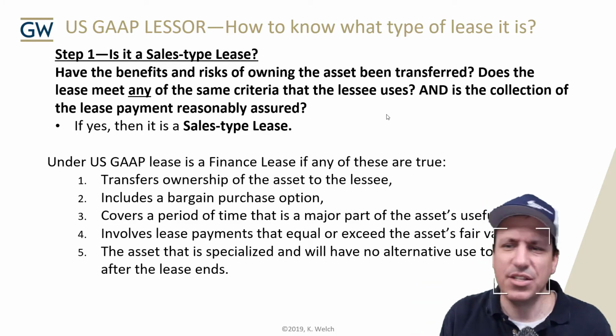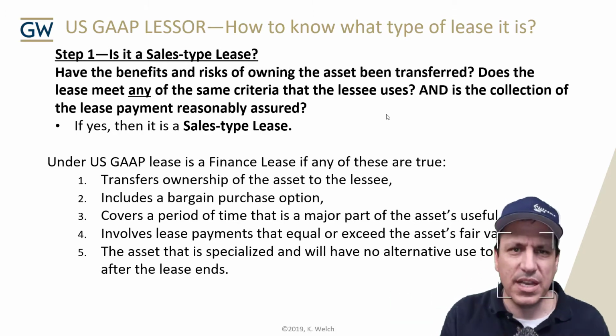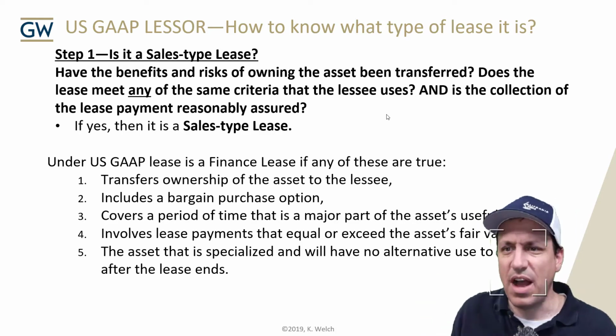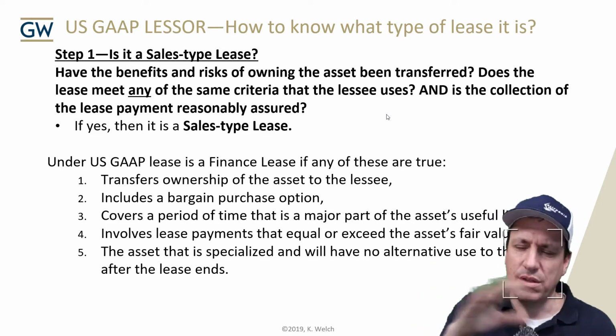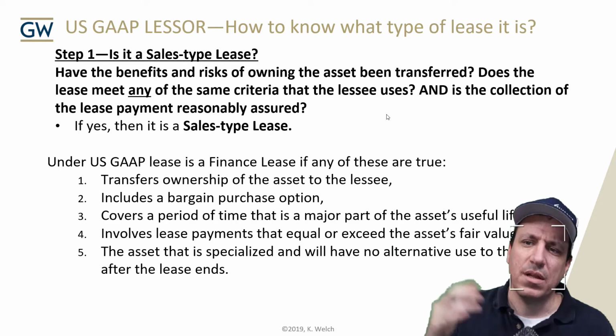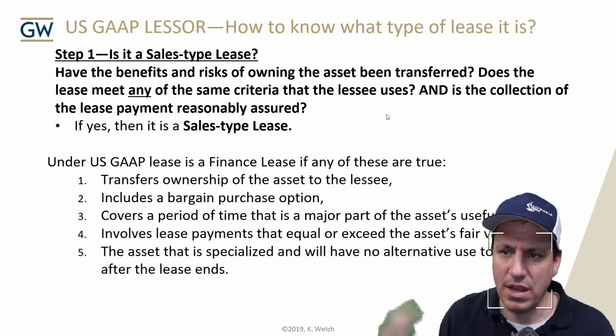So the lessee has a certain number of steps where, if you have any one of these things, it becomes a lease that has to go on the books. So the lessee has 5 items. Transfer of ownership of the asset to the lessee. If the lease stipulates that, then it's going to be a capitalized lease for the lessee. If it includes a bargain purchase option, meaning you pay $1 at the end, you get the asset.